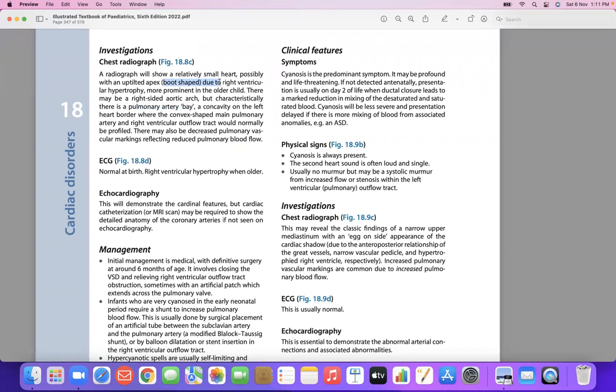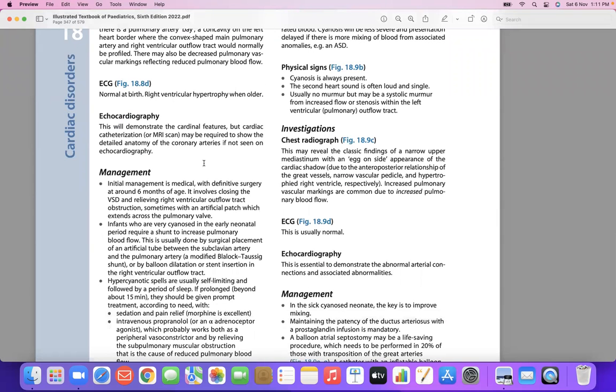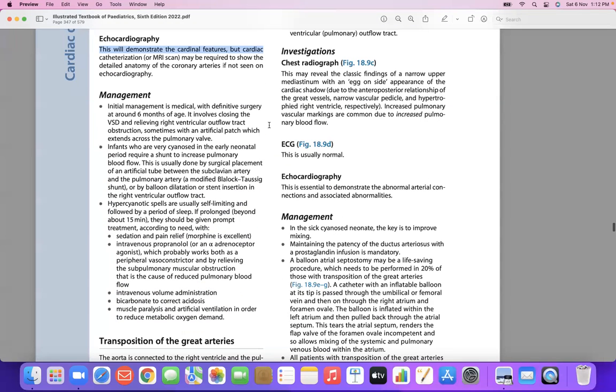This is the reason why you see the heart in a boot shape and reduced blood flow, which we read. And you know that there is right ventricular hypertrophy, so you will tell tall R waves in V1 and also upright T waves. Echocardiography will demonstrate the cardinal features, but cardiac catheterization or MRI scan may be required to show detailed anatomy of the coronary arteries if not seen. This is not important for us, but we have to tell that echocardiography will demonstrate the clear TOF.